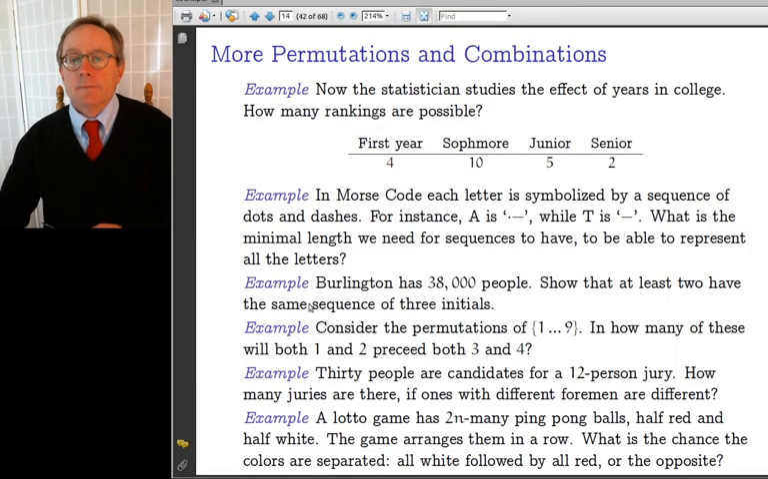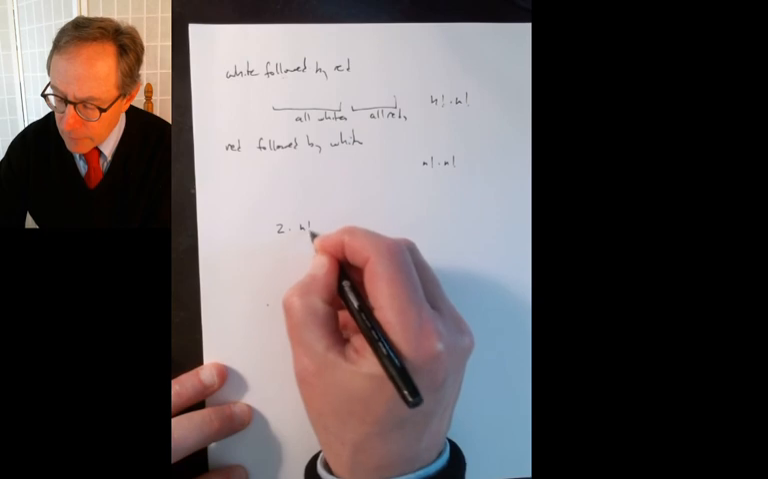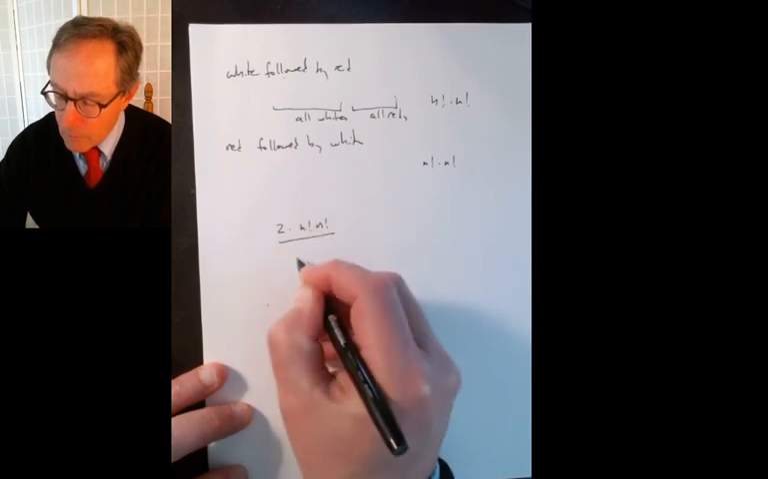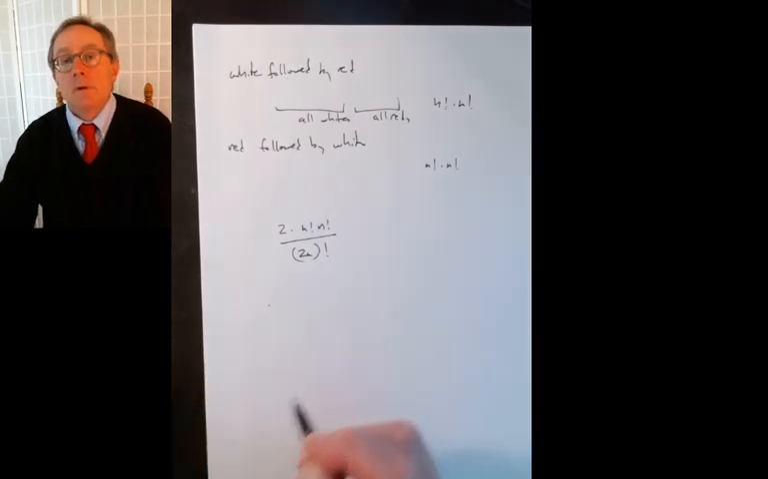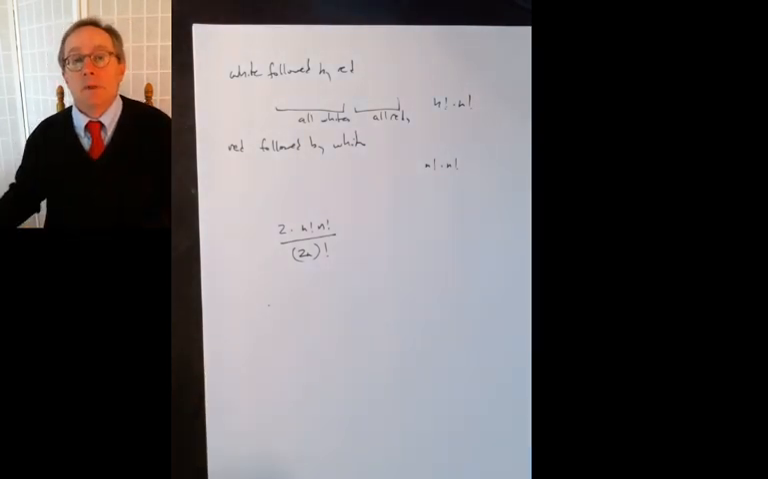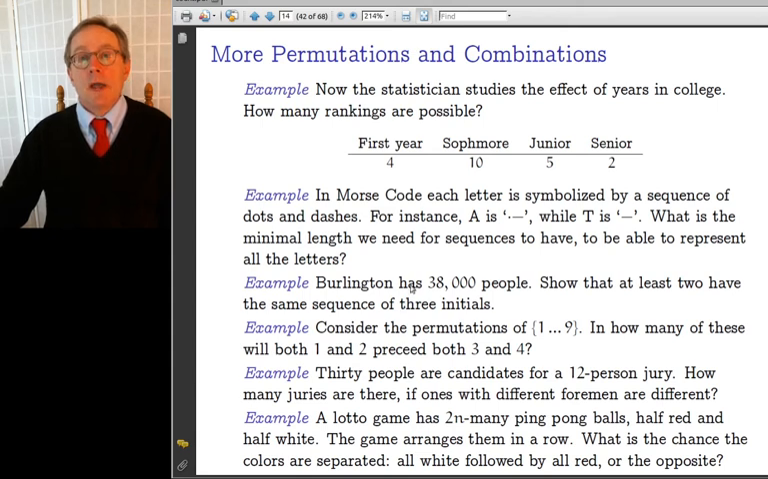So it says, what's the chance the colors are separated? So it seems to me I'm looking at 2 times n factorial squared over 2n quantity factorial. And again, 2n factorial is going to be a big number. The chance of that happening is going to be very, very small indeed. Okay, all right, very good.